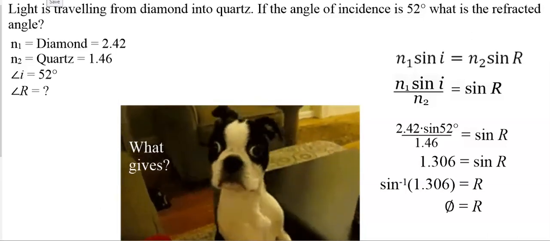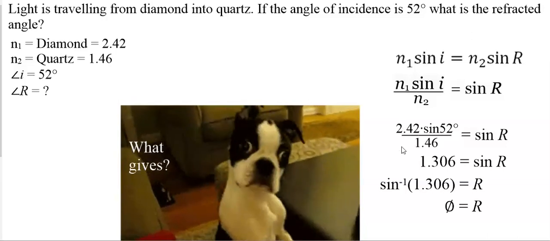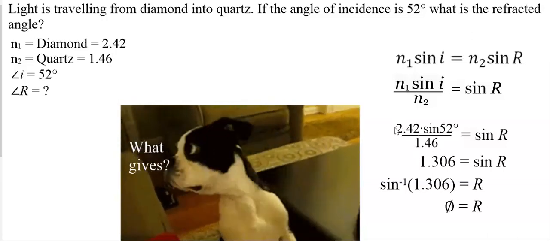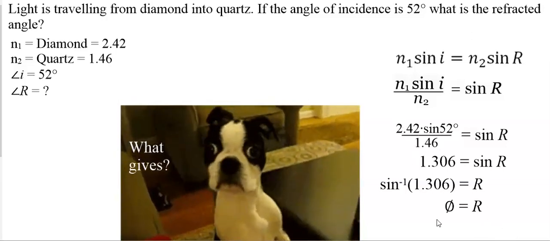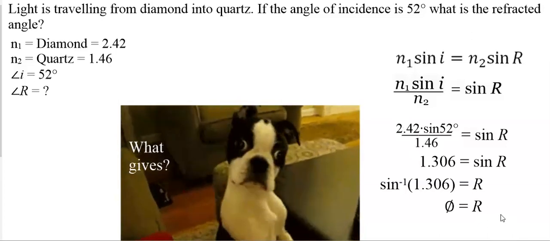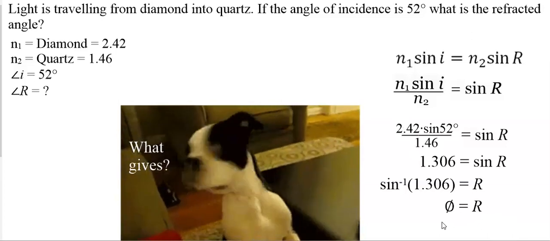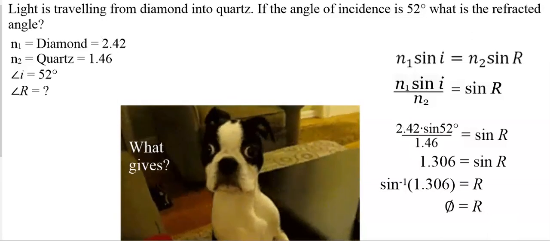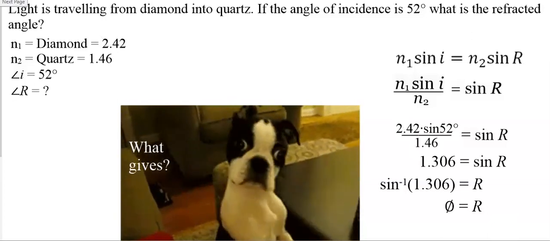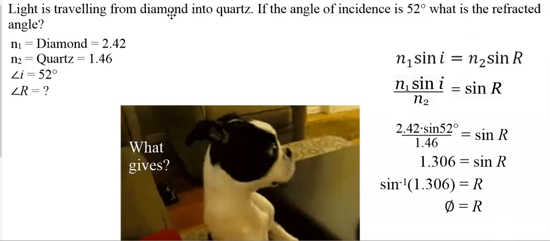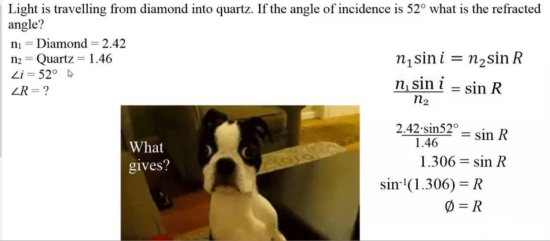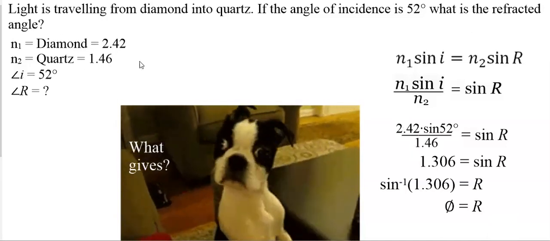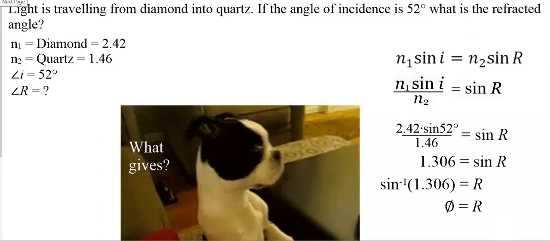A lot of people will go, oh, maybe I entered something in wrong. And then you'll just switch the 1.46 with the 2.42. And then suddenly you can get a refracted angle. Don't do that. All right. This is as expected. And the reason why this was expected is because I'm going from a very dense material, diamond, into a less dense material, quartz. And this is one of the possibilities that can happen.